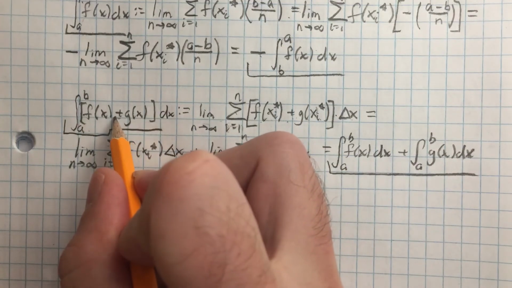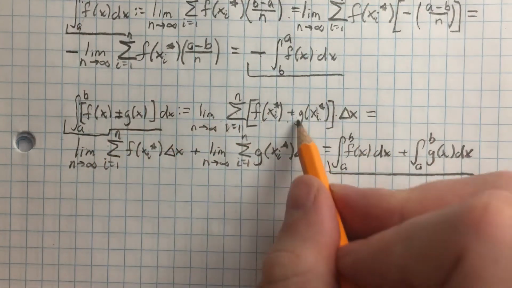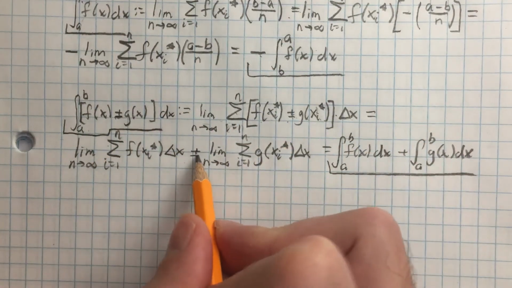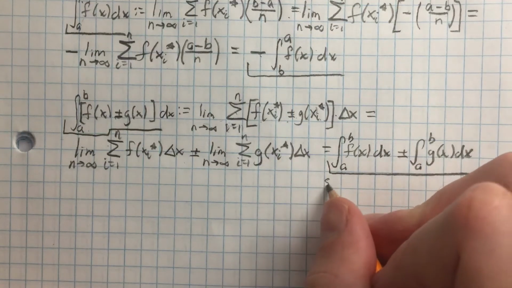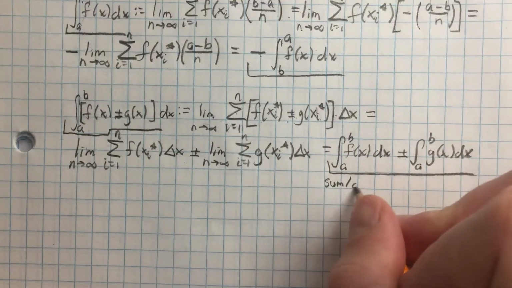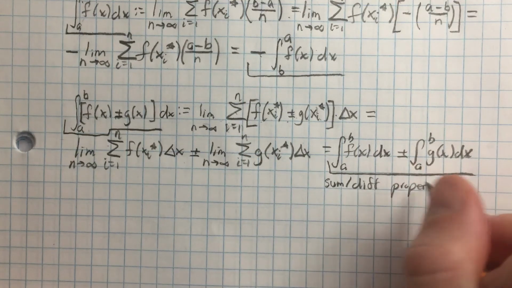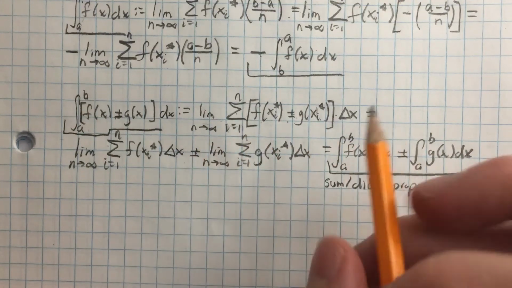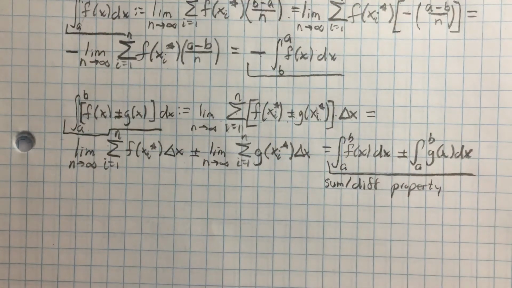And that goes for negations as well. The whole expression would be the same here. You put a negative in here, it would be a negative, negative, and negative. So with the sum or difference, it doesn't matter. The integral has a sum difference property, just like limits, just like derivatives, and just like summations. All right.